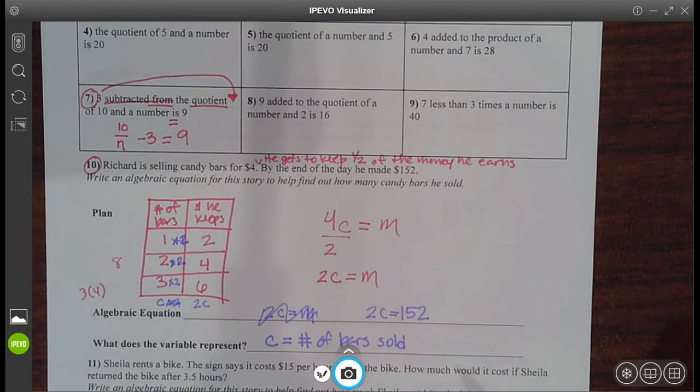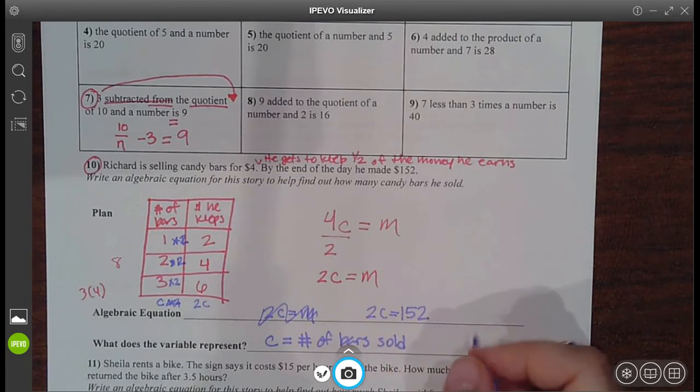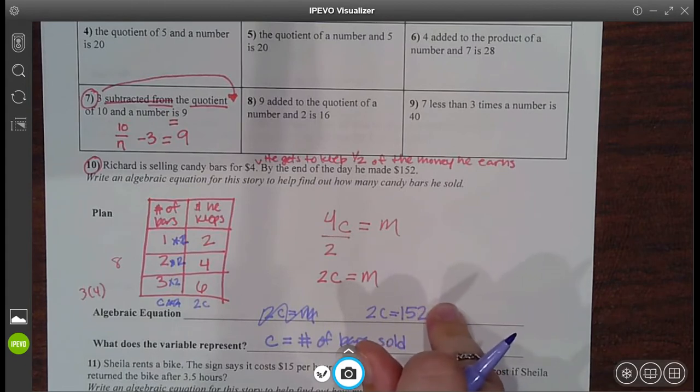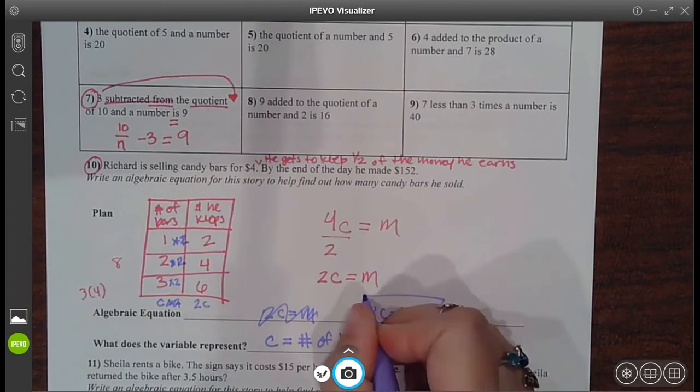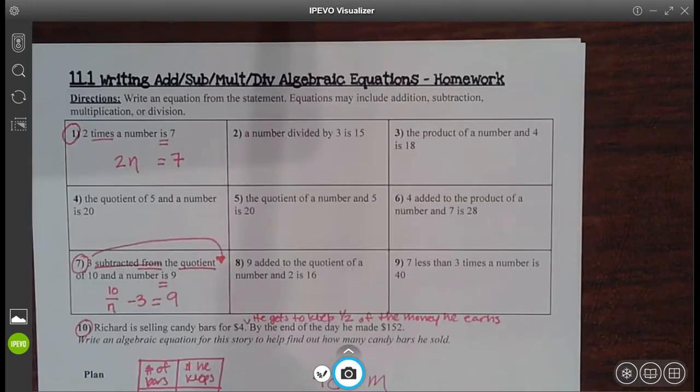If you were curious, I would take 152 and divide it by 2, and that would tell me how many bars he sold. He sold 76 bars. But is that what it's asking me? No, it's actually asking me to write the equation. So that's all I need to do: write the equation and then define the variable for the reader. All right. Don't forget to finish all the problems up top.